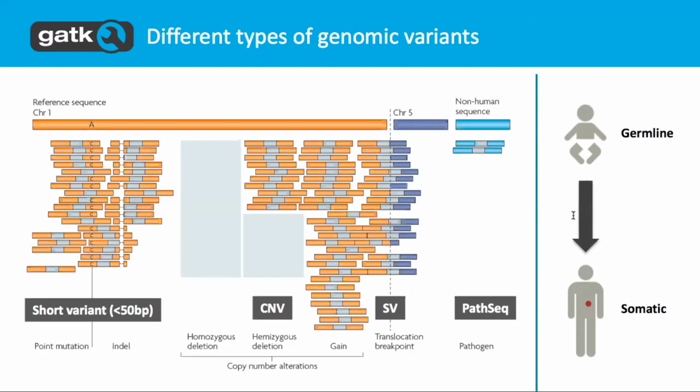So there are a few types of variants to consider when we're doing analysis. A lot of our talks will be centered around short variants such as SNPs and indels. For indels, the size that we consider them to be indels is less than around 50 base pairs. And for anything more than 50 base pairs, the HaplotypeCaller is not responsible.